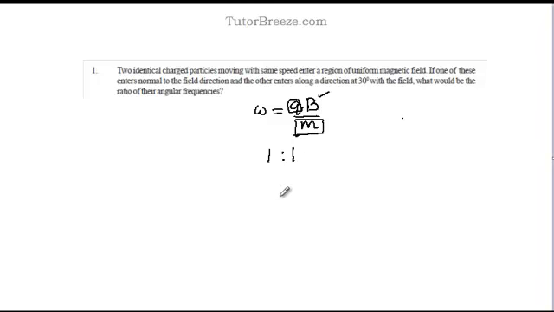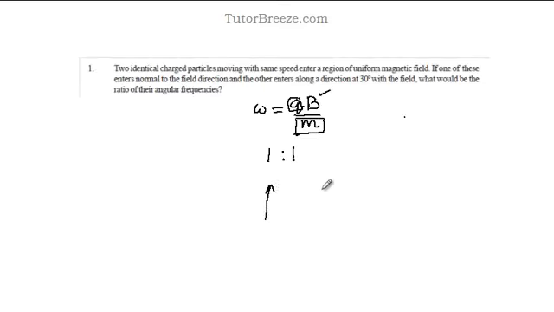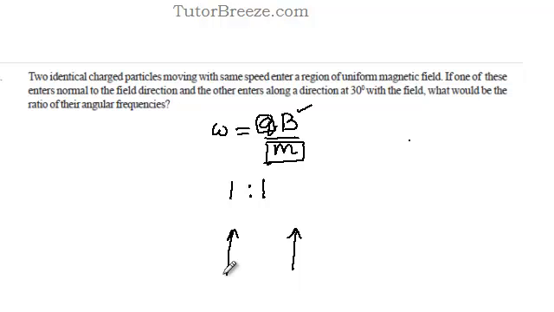Okay, now just a little bit more explanation to understand this. See, if this is the direction of the magnetic field and the particle enters perpendicular to the magnetic field, this particle is going to move in a circular path. Whereas this particle, since it enters the field at an angle of 30 degrees to the magnetic field, is going to move in a helical path. So that is the difference in the paths of the two particles, though their frequency remains the same, which means they are going to make the same number of revolutions in 1 second.